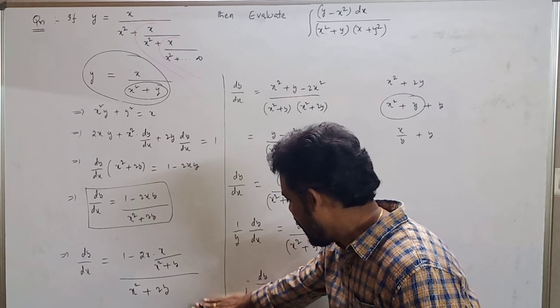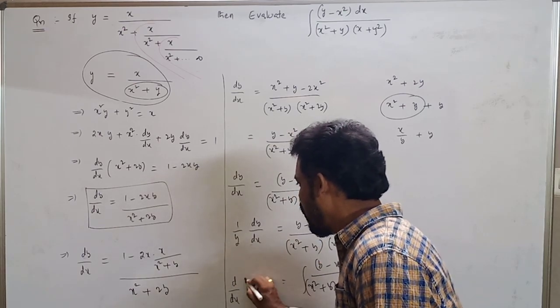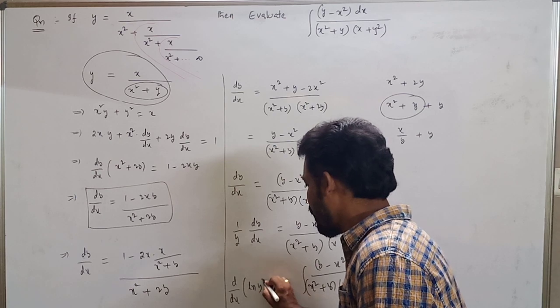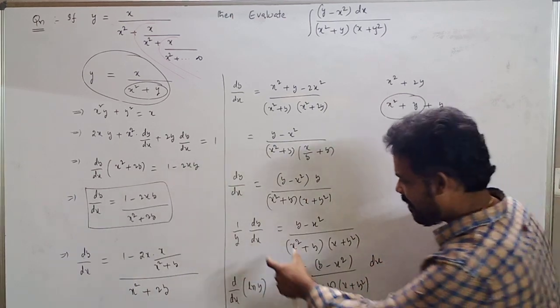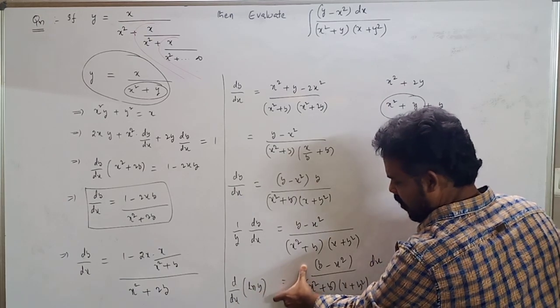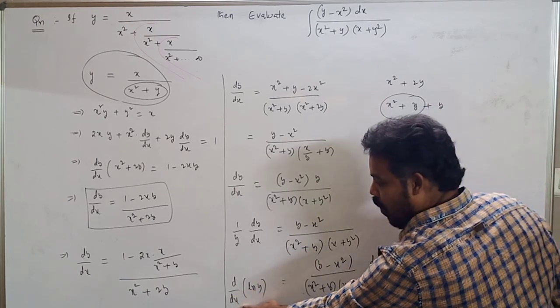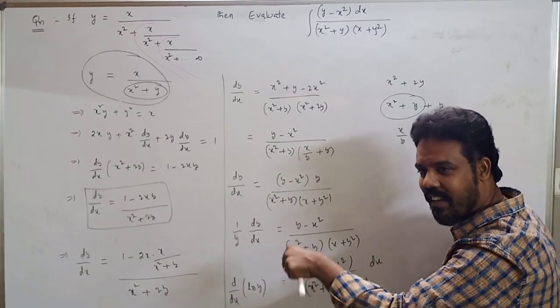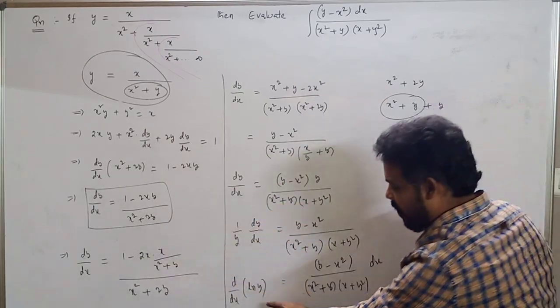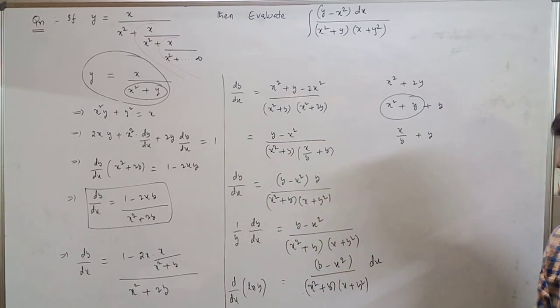Or else, if you want to write, this can be written as d by dx of ln y. For better understanding, 1 by y dy by dx is d by dx of ln y. You just keep it like that for some time. Students, what is the derivative of ln y? 1 by y into the internal derivative of y, dy by dx. See, both are the same.